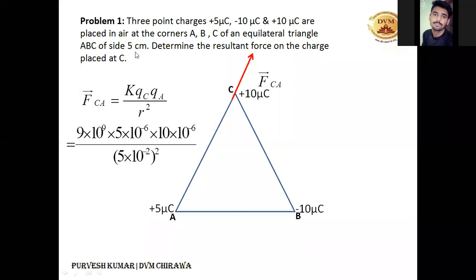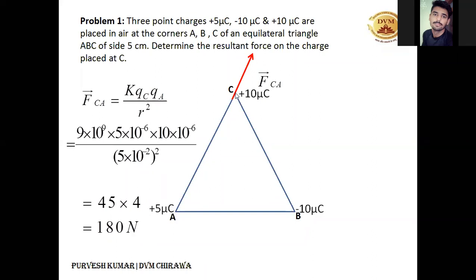AC is the side of this triangle, that is 5 centimeter. Converting it to meters, it will be 5 into 10 to the power minus 2. The square of this we will take. When you solve it out, it comes out to be 45 into 4. Please do the math, and finally you will get the answer as 180 Newton. So the force on the charge placed at C, that is this plus 10 microcoulomb, because of the charge placed at A, is 180 Newton.